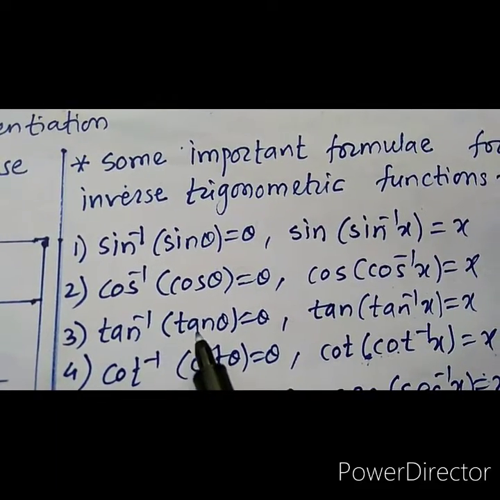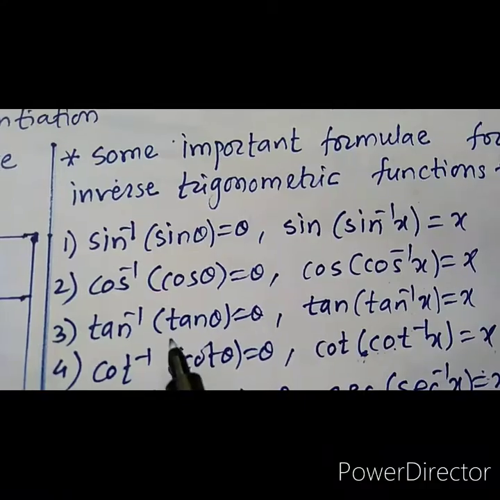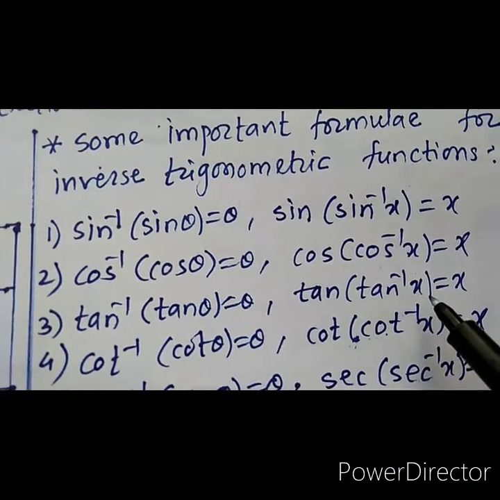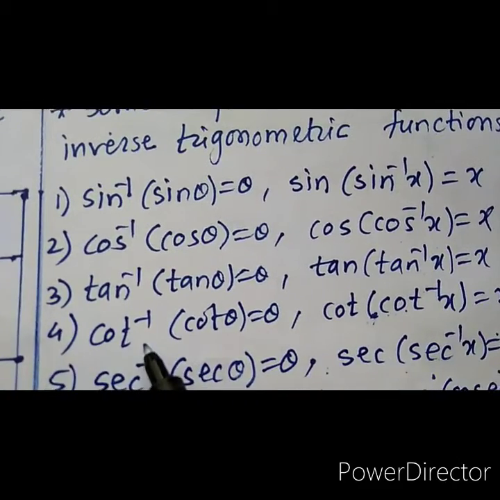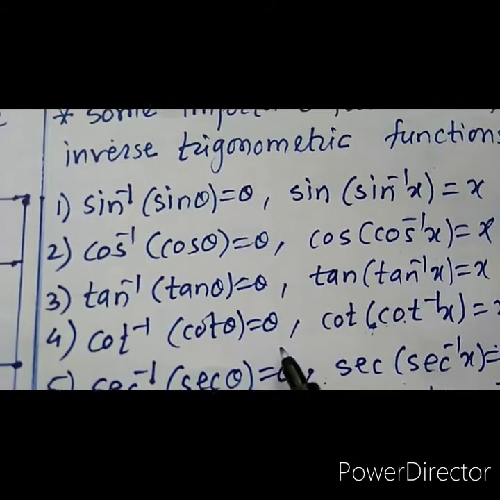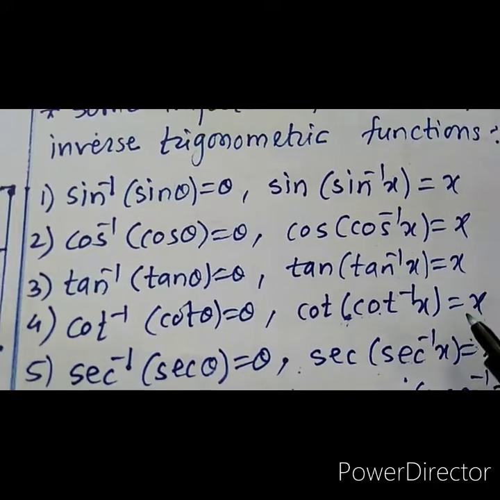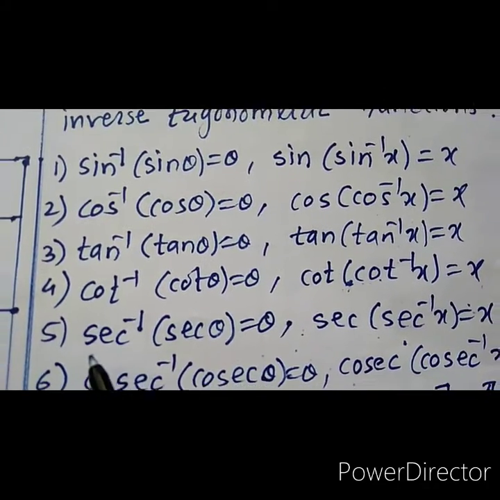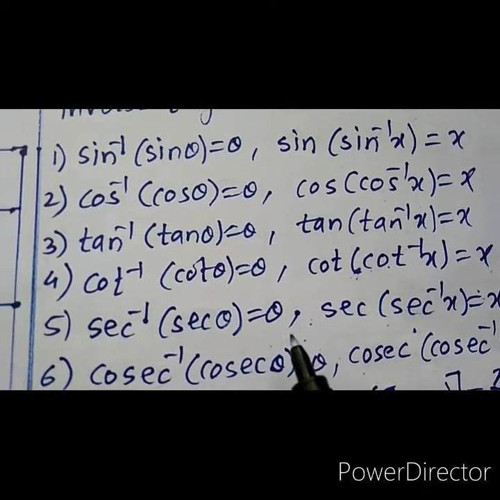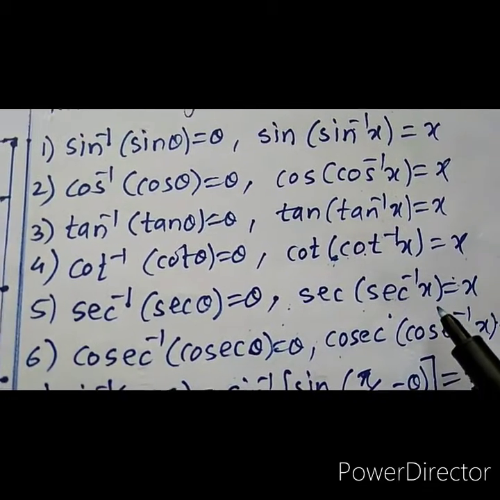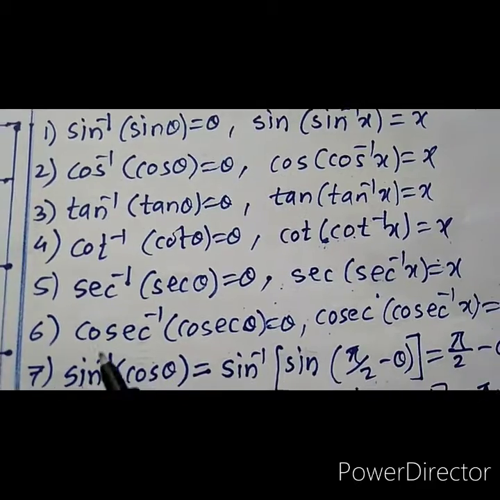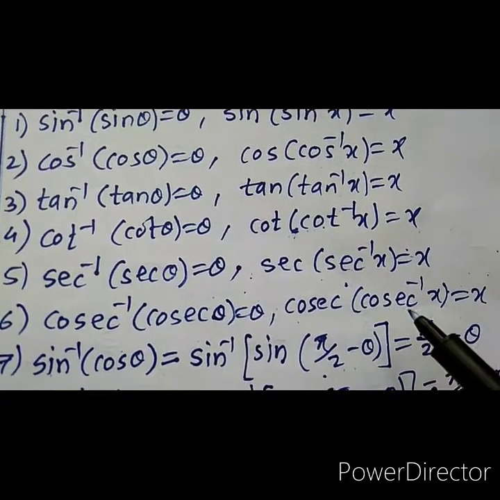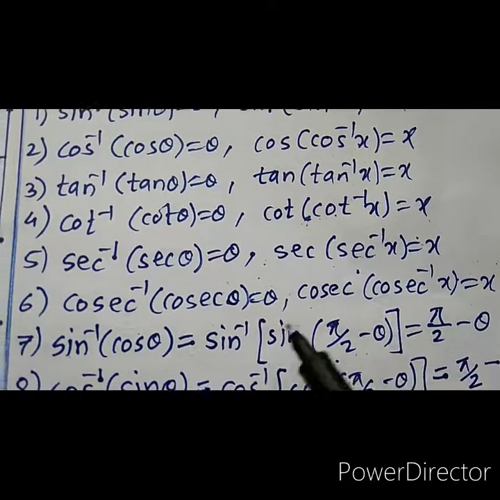Tan inverse of tan theta: tan inverse and tan get cancelled, that is we will get theta. Tan of tan inverse of x is equal to x. Cot inverse of cot theta is equal to theta. Cot of cot inverse of x is equal to x. Number 5, sec inverse of sec theta is equal to theta. Sec of sec inverse of x is equal to x. Number 6, cosec inverse of cosec theta is equal to theta. Cosec of cosec inverse of x is equal to x.